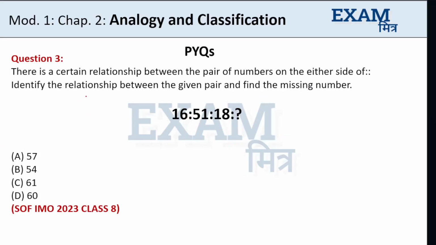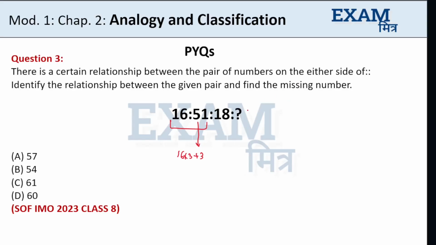Question number 3. The same type. There is a relationship between the first pair and we need to apply the same relationship in the second pair to find the missing number. Now let's see what is the relationship between these two. If you observe 16 and 51, there is some relationship with the table of 16. So see, this 51 can be written as 16 3s are 48 and then plus 3. 16 3s are 48, then plus 3, that is 51.